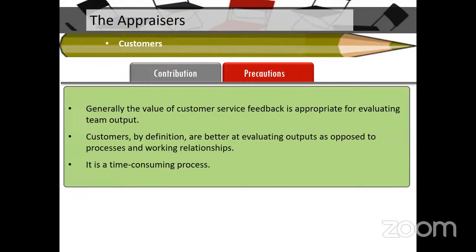However, we need to be conscious that we value the customer feedback appropriately for evaluating team output. Okay, we know we say the customer is always right, but let's evaluate what they have said. And of course, it's time consuming, so we really need to dedicate time for it and plan for it accordingly.